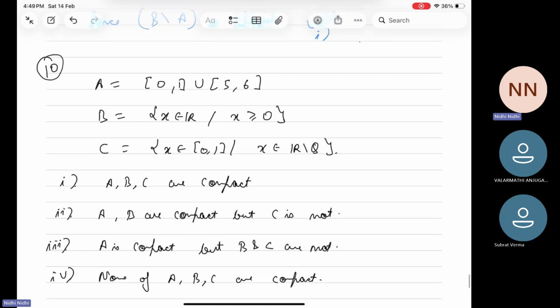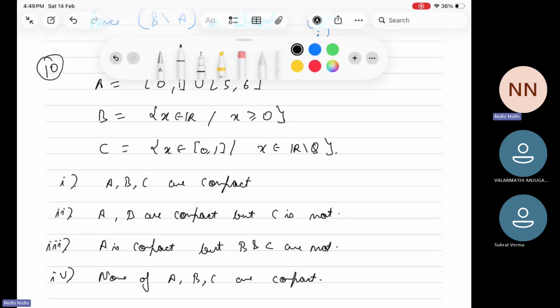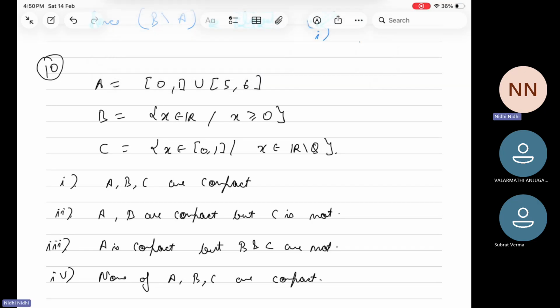So again, compact means closed and bounded. So can you tell me which of these three sets are closed and bounded? So if we look at first, is it closed? Or at least you can tell me whether it is bounded or not. Yes, ma'am, it is bounded. It is bounded, as well as this is union of just two closed sets. So this will be bounded and closed.